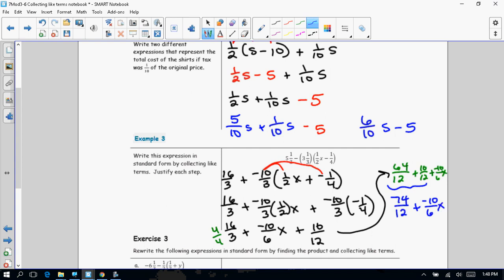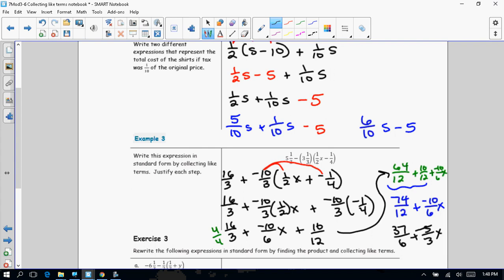And you're like, oh, that's a big old mess. And that, could we reduce it? Yes, we can. It does reduce. You could cut everything in half. If you cut everything in half, you get 37 over 6 plus negative 5 over 3x. Do not change the impropers into mixed numbers, because eventually when we work with our algebra, we kind of want to keep it this way.